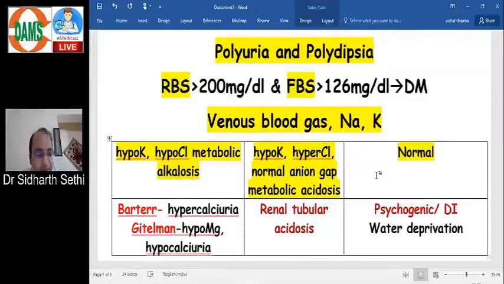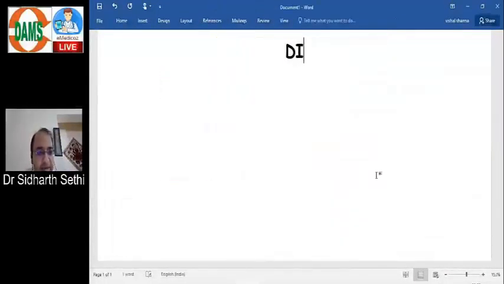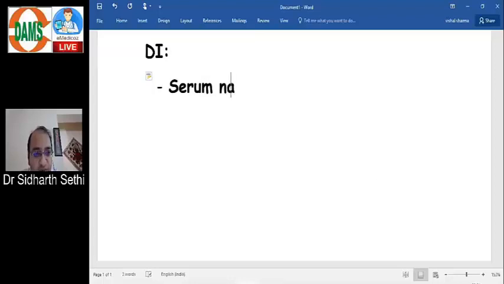Now that's a typical diabetes insipidus, in which your kidney tubules are not able to absorb water because of a problem in the pituitary or a problem in the nephrons. There is end organ resistance. So it can be central or nephrogenic. Basically, since they are not able to absorb water, your serum sodium will usually be more than 145 milliequivalents per liter.